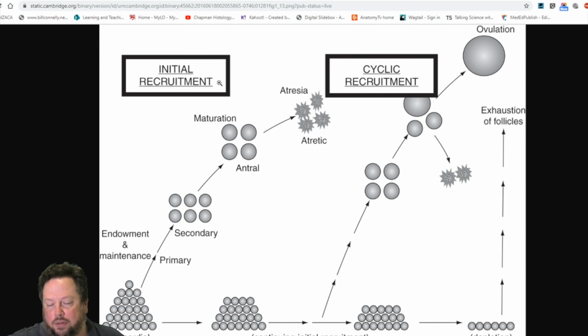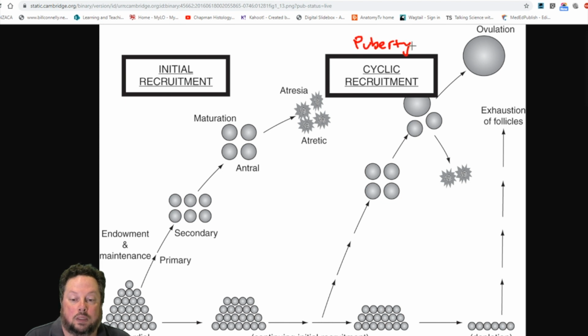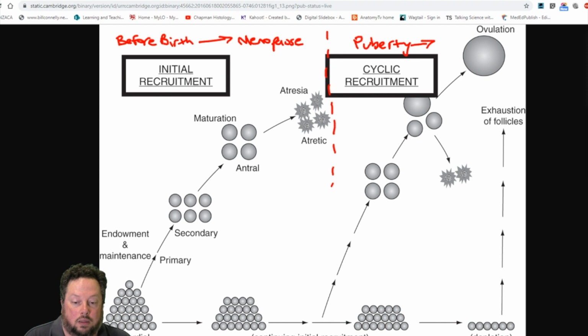I don't know if I'm going to be able to draw on this. Oh, I am. Good. Okay, so initial recruitment versus cyclic recruitment. Basically, cyclic recruitment is what happens after puberty, from puberty onwards. Initial recruitment occurs from before birth all the way to menopause. So we've got a dividing line here of what happens within the ovaries.